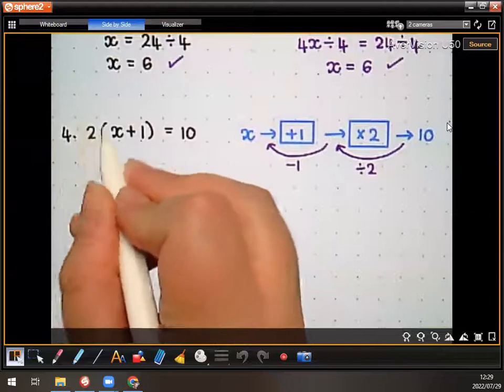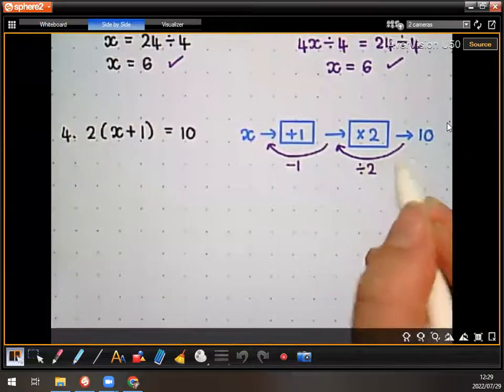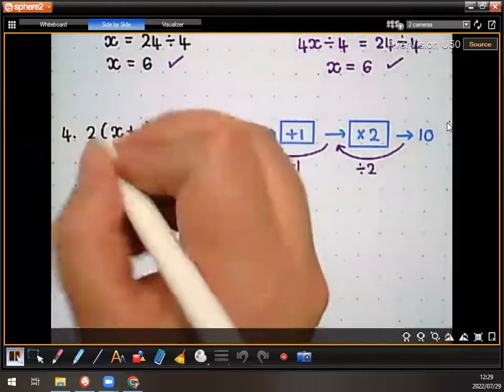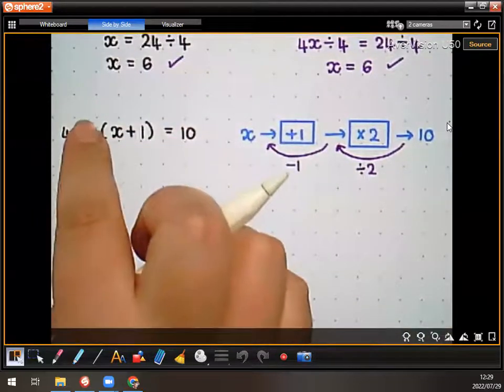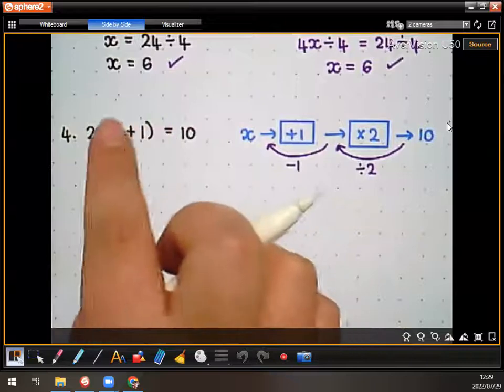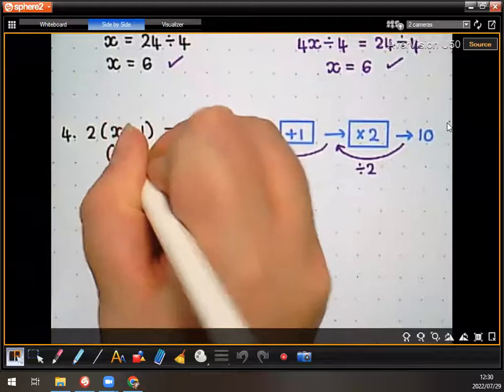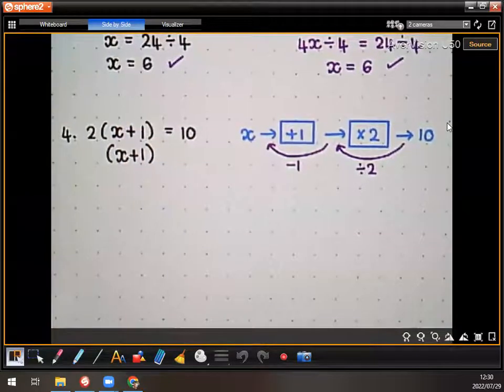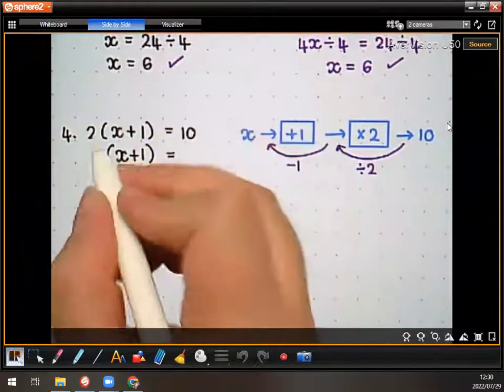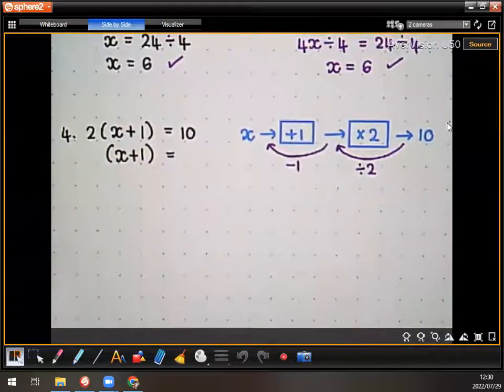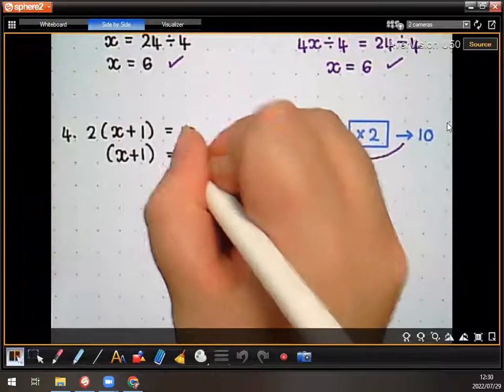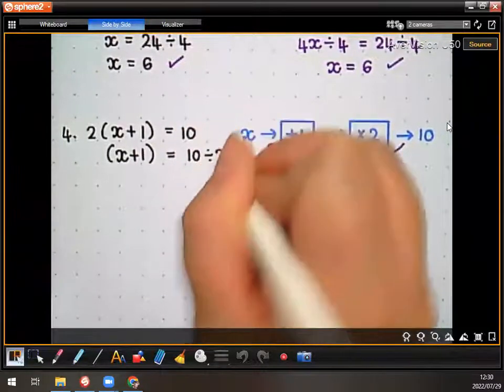All right, so what is the opposite of timesing by 2? We wrote it over here. Dividing by 2. So when I get rid of that 2, when I do the opposite of timesing by 2, I'm going to be left with that bracket, x plus 1. You can write it in a bracket if you want, but you can actually also leave those brackets out, because when that 2 isn't there anymore, there's no reason for there to be brackets. But you can leave it there if you want to. Now again, sorry, what did I say? The opposite of times by 2 is dividing by 2. So we need to do 10 divided by 2.